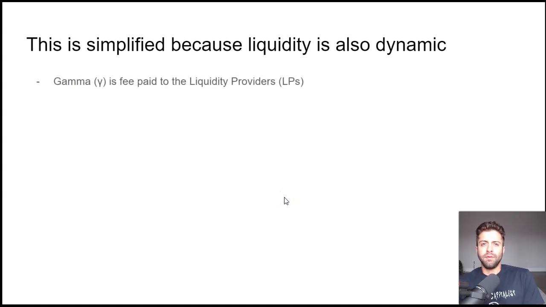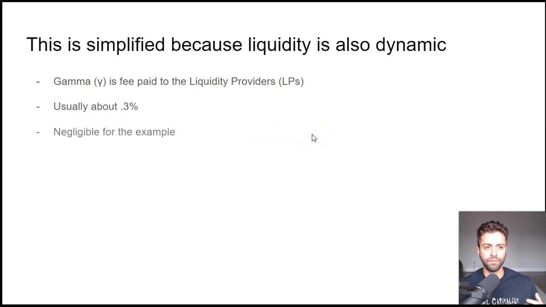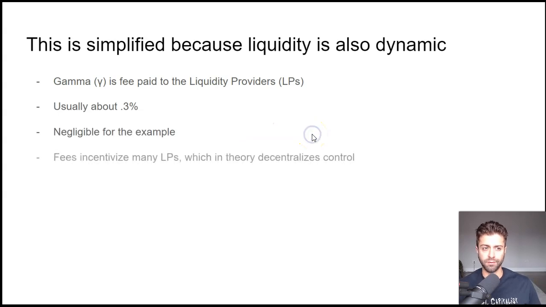Now, remember that gamma in the original equation? I'll pull up the original equation soon, but gamma was actually the fee that's paid to liquidity providers. This fee is typically 0.3%. I believe the new Uniswap has different fee options based on what liquidity you're providing, but typically it's about 0.3%. And that, again, was negligible for the example, but fees and the fee structure incentivize people to actually put up their liquidity. Otherwise, why would people bother locking up their liquidity and risking impermanent loss if they weren't going to get any money out of it, right?